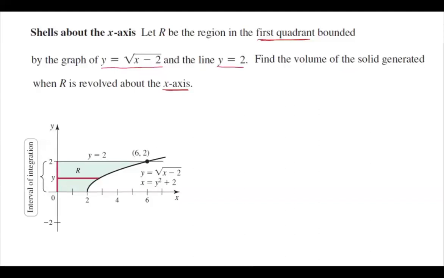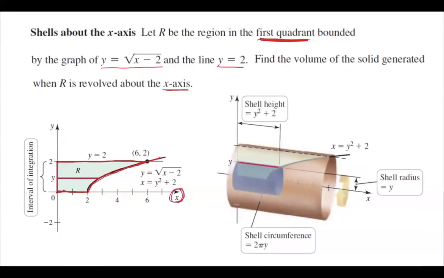Take a look. This is the object that we're seeing. Here you have y equals square root of x minus 2. Y equals 2 is this line here. It's in the first quadrant, so that's why we stop here. And we are revolving this about the x-axis, and we want to apply the shell method. So this is your object, revolved about the x-axis.